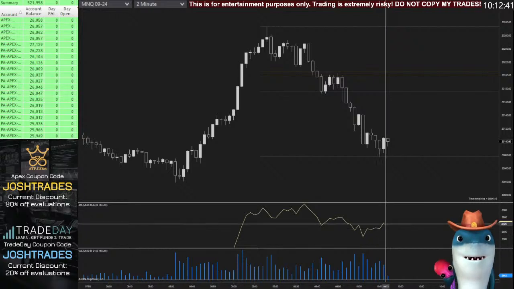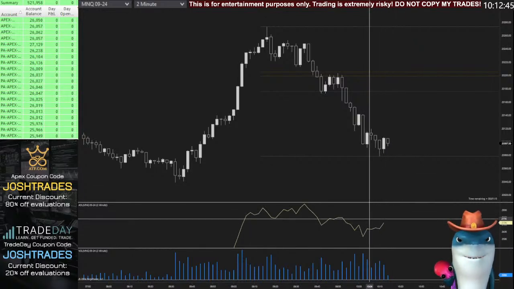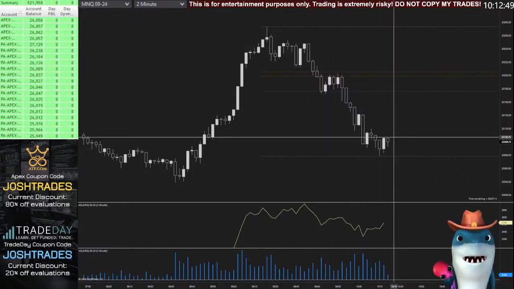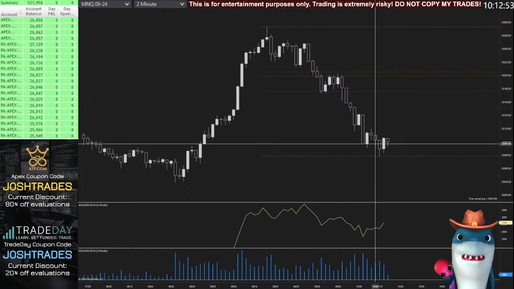Okay, so we can see that AD is starting to curl upwards. Price still looks like it's on this pretty strong short-term downtrend.